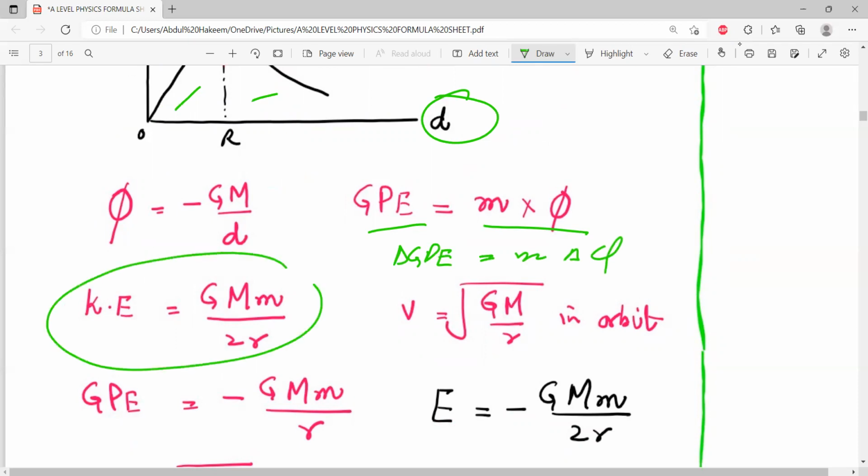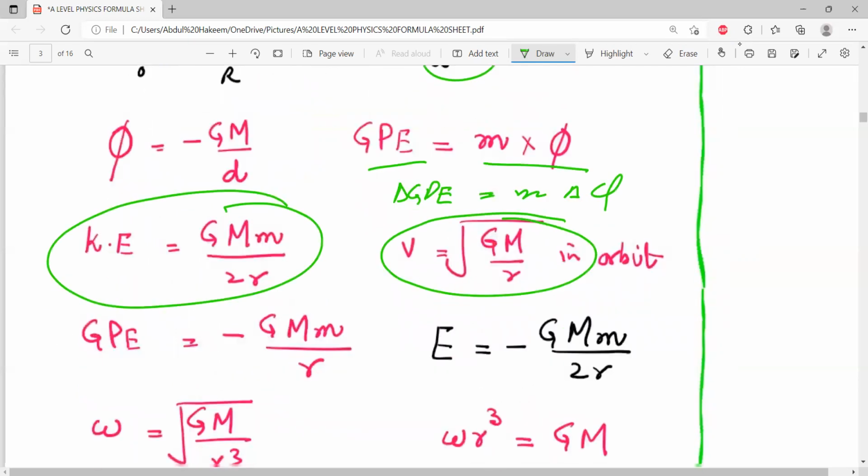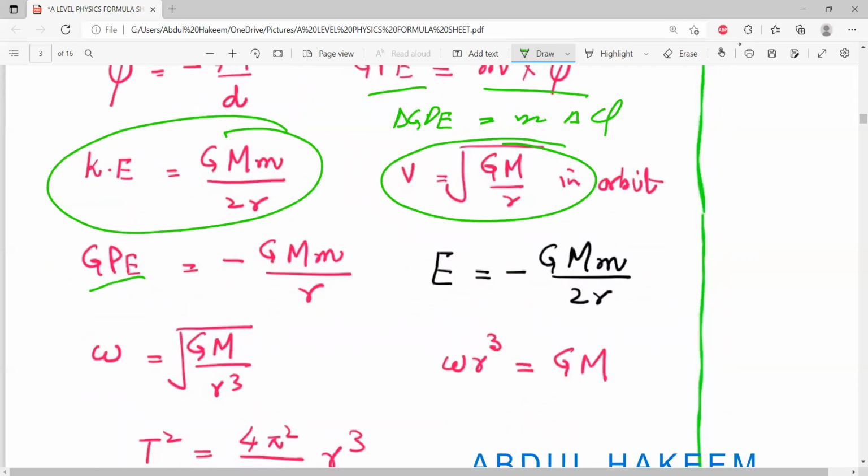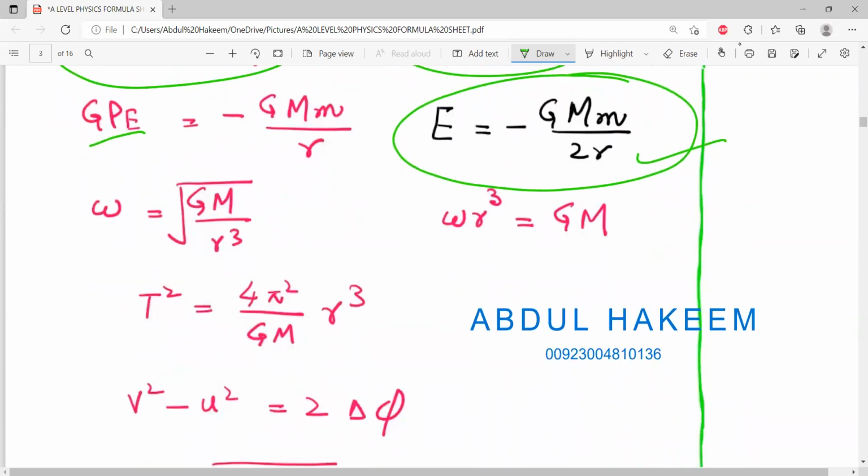The kinetic energy formula is this, and speed is this from the kinetic energy, and the orbit potential energy is minus GMm over r, and the total energy, which is the sum of kinetic and potential, is this. So omega in the orbit is the square root of GM over r cube. So we can write omega squared r cube is equal to GM.